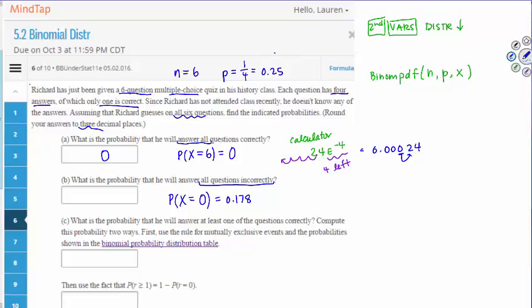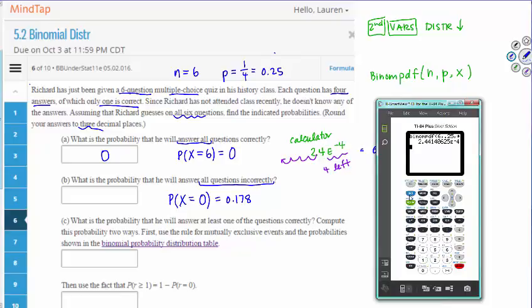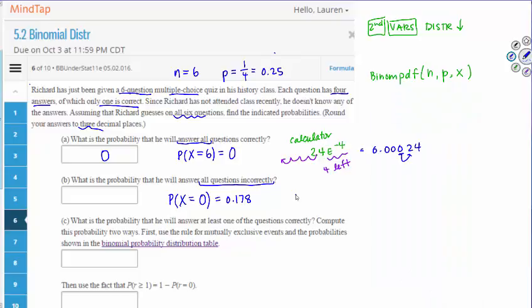In the calculator, same plan. Second variables for the distribution menu, scroll down to binomial PDF. We want exactly equal to 0 successes, trials are 6, probability of success 0.25. The probability of 0 successes is 0.178.